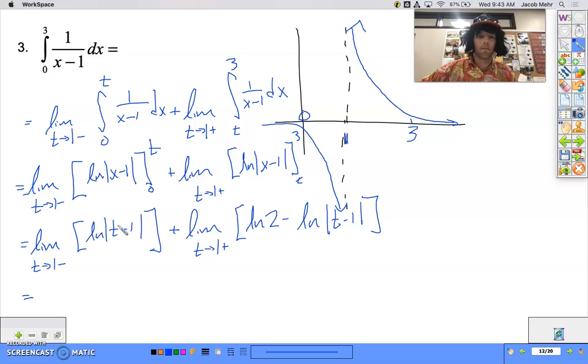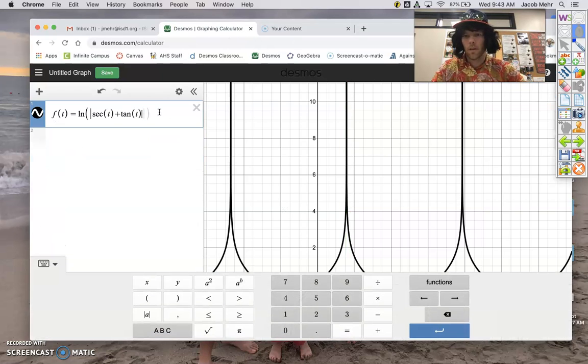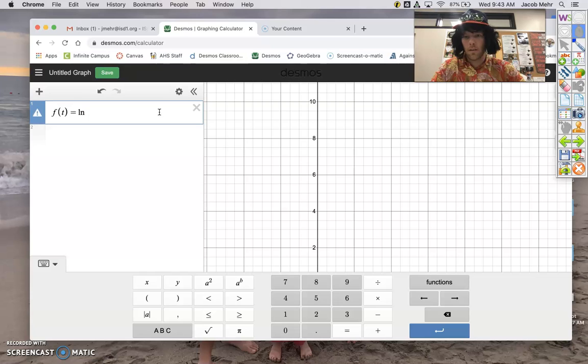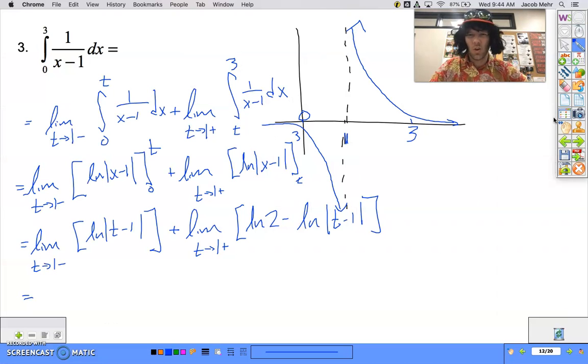And let's think about what the graph of the natural log of the absolute value of t minus 1 would look like. Well, we know what the natural log of t looks like. That has a vertical asymptote at 0. I needed those parentheses and the absolute value. Right, so this is the graph of the natural log of the absolute value of t. Typically, we wouldn't see that left side because you can only take the logarithm of positive numbers. However, because we have the absolute value, we get that graph on the left, but that's not important, right? Because we're only interested as we approach 1 to the left.